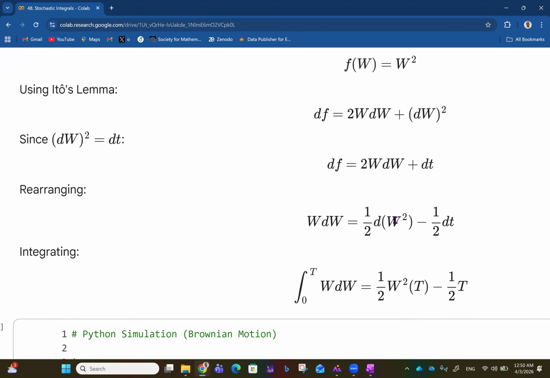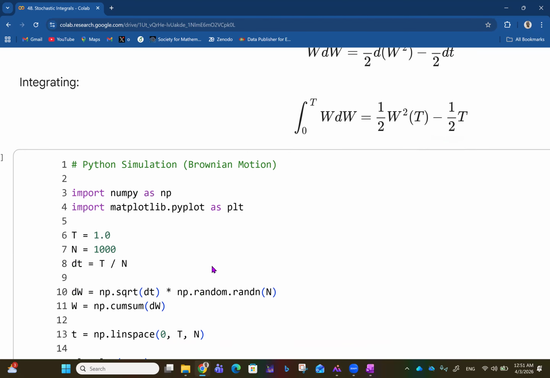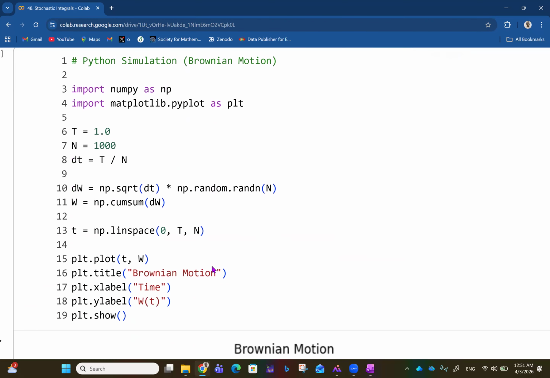So if you integrate this whole thing, that's the integral of half d(w squared) minus half the integral of dt. So at the end of the day, when you evaluate all of that, you get half w squared of t minus half t. I know I've missed some steps there, but by the time I solve some examples, you'll get the gist step by step.